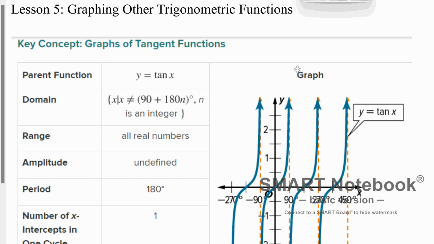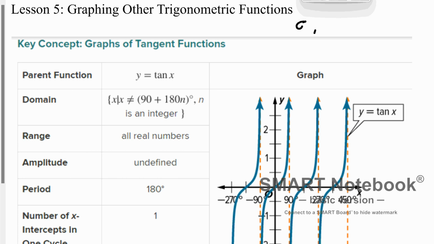Okay, in lesson 5, we're going to talk about graphing other trigonometric functions. And so we're going to look at tangent here. So this is what tangent looks like. The only difference here, if you go around the unit circle and look at 0 degrees, what's tangent at 0, what's tangent at pi, what's tangent at 180. We notice at 0, it's actually 0.